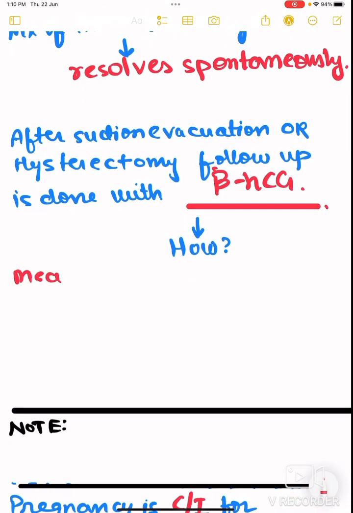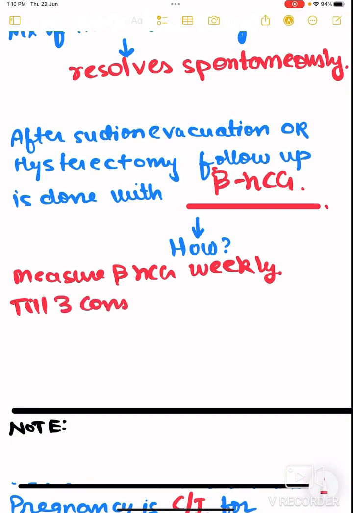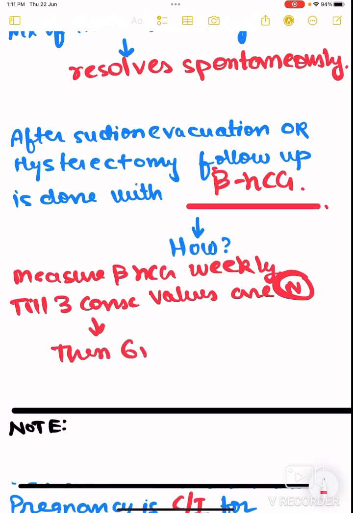You will check beta HCG for follow-up, and how should the follow-up be done? First, measure the beta HCG levels weekly, till 3 consecutive values become normal, and then 6 monthly. Right, so this is for follow-up.